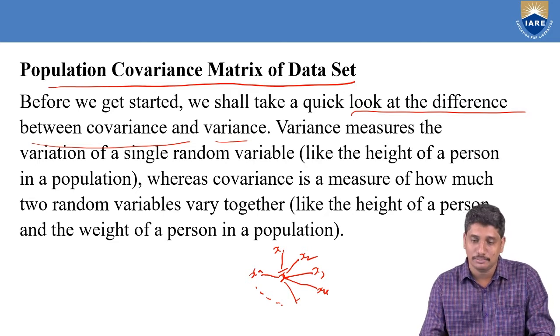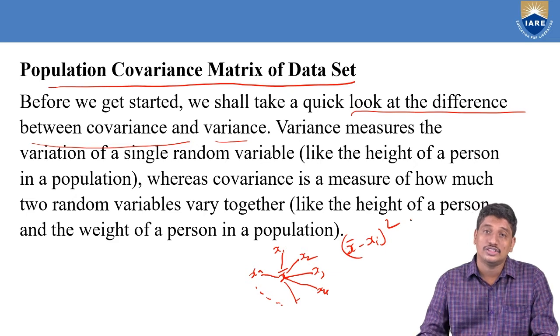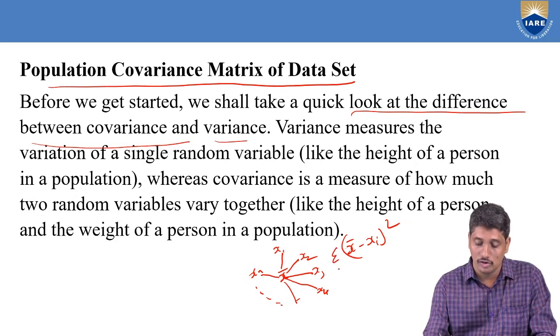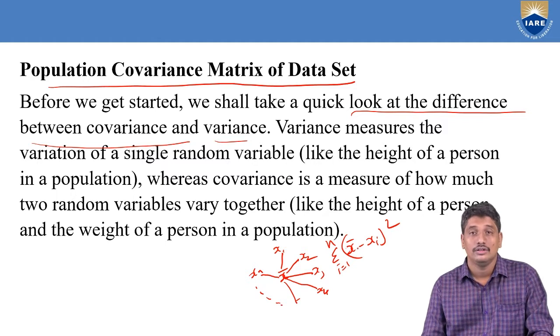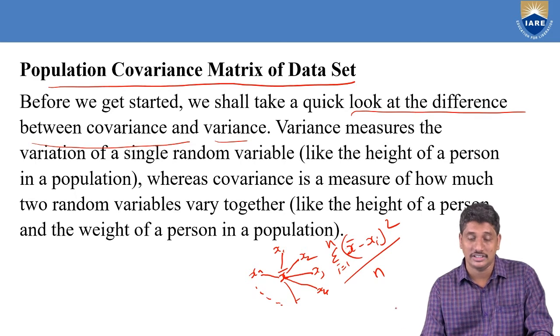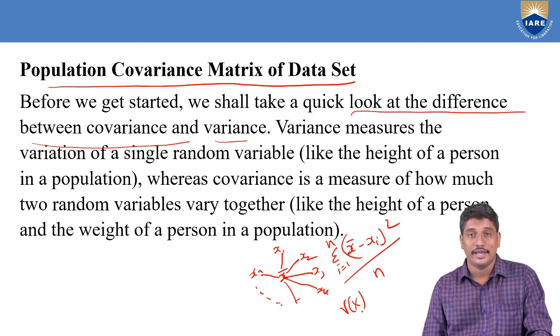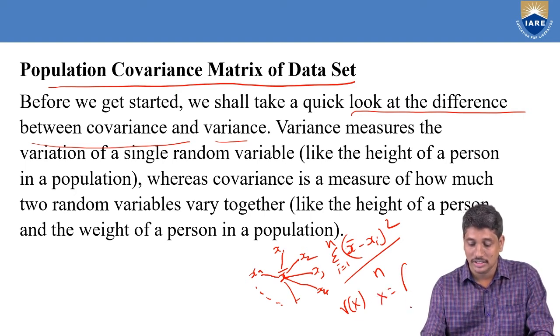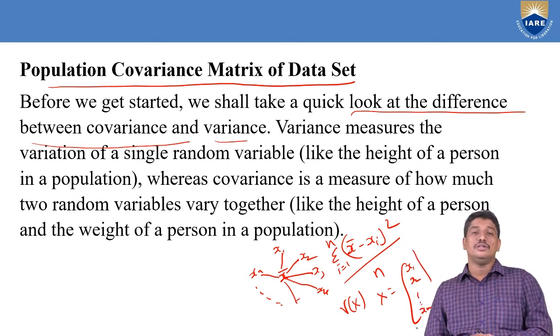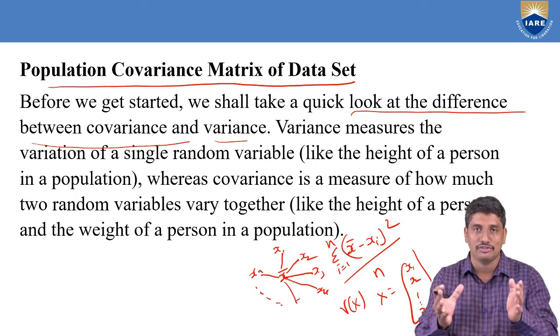Now, in order to make them positive, let us square them. That means x bar minus xi whole square. And we are adding all these squared deviations. Now, we divide the entire sum by n. Then we get an average. That is called the variance of this data set variable capital X, where X is nothing but the column vector x1, x2, and so on, xn. So variance is also the mean of the sum of squares of deviations of the set values from its mean.